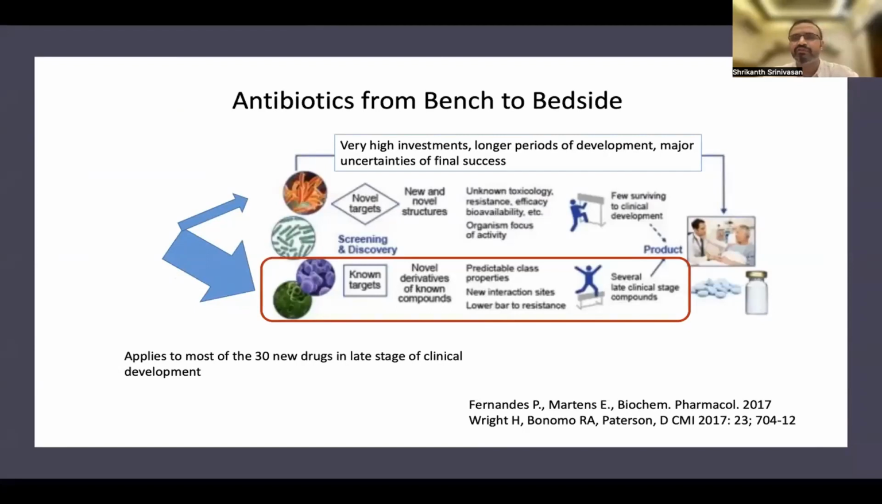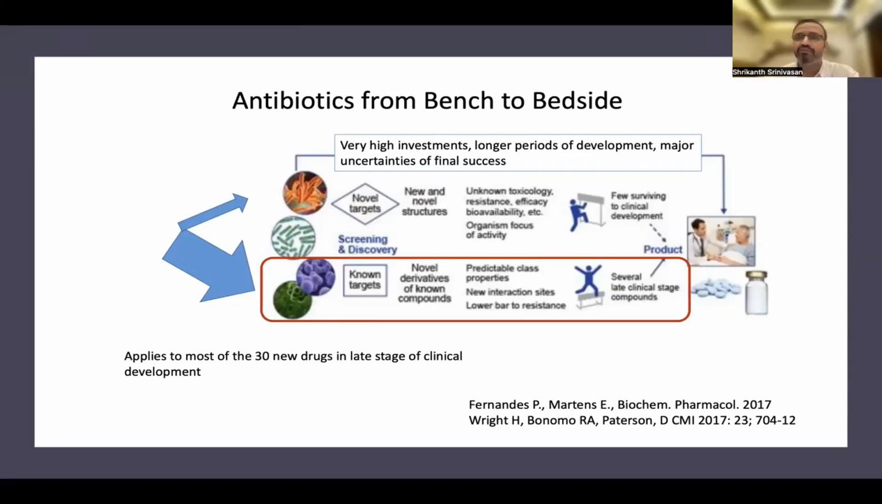So a rather better focus would be to use known targets, that is older antibiotics, in combination with a novel or new derivative, which makes the older antibiotic more potent, more effective. The advantage being that it's predictable, newer interaction sites, lower the MIC of these agents, and that product, which can be a combination of a novel agent and an old agent, can work equally well.